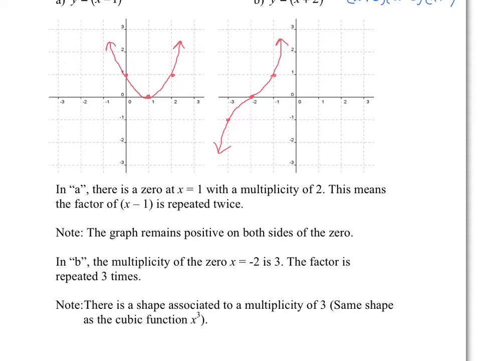There's a shape associated to a multiplicity of 3. It's the same shape as a cubic function. So if you have a 0 with a multiplicity of 3, you're going to see this shape appear. You're going to have this little half parabola one way, half parabola the other way. Multiplicity of 2, you bounce. Multiplicity of 3, you're going to have this kind of odd shape coming around the 0.